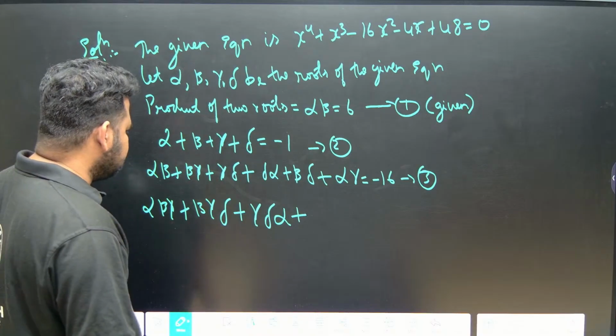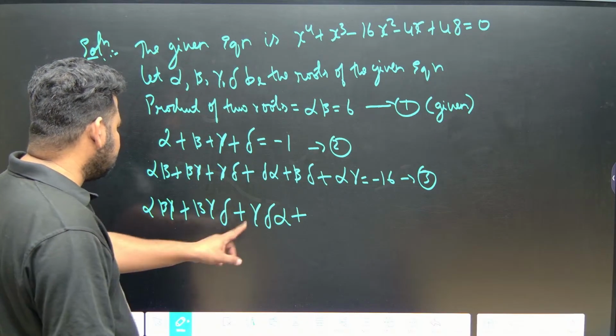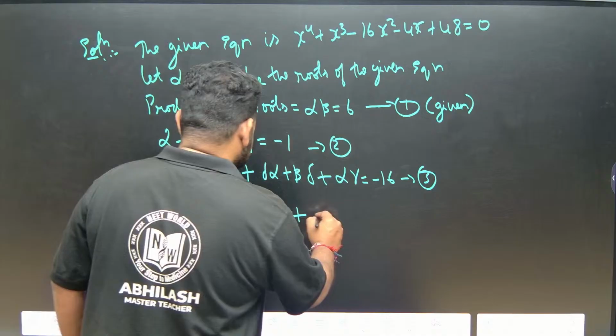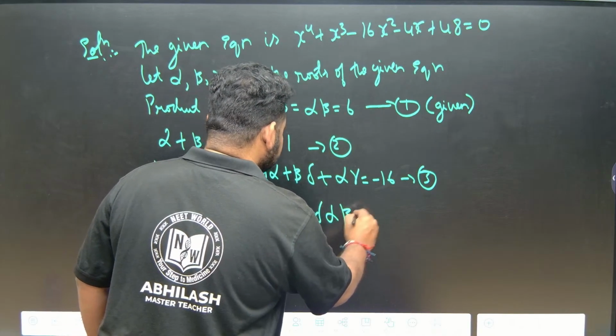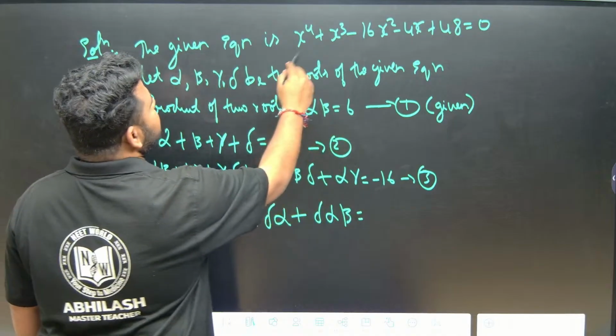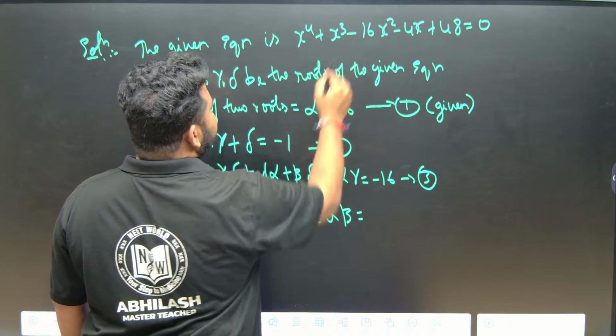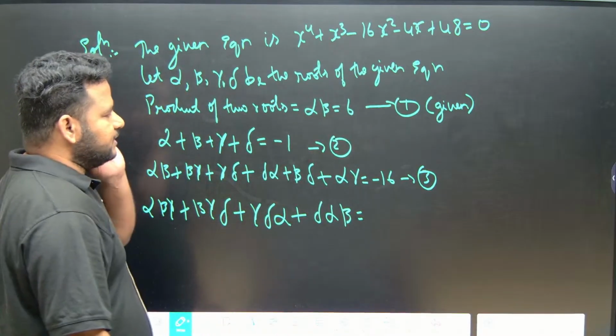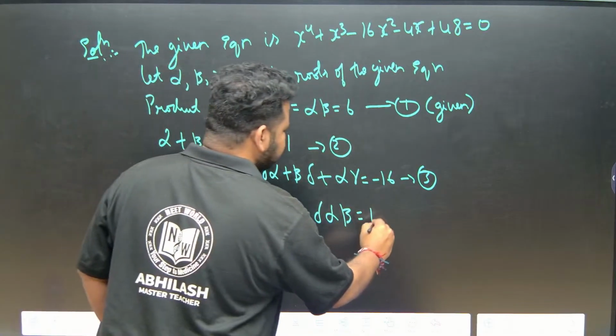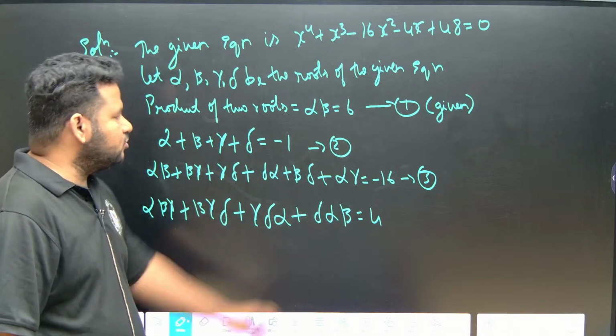Next, what is there? Delta alpha beta. Delta alpha beta is equal to what? This is minus b by a, this is c by a, and this is minus d by a. Minus d by a means this will become equal to 4, correct na?